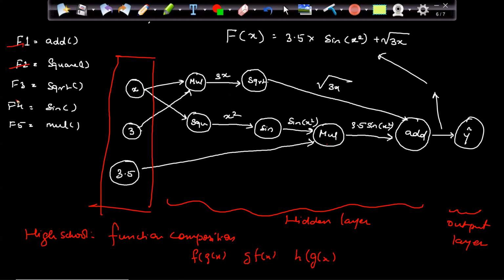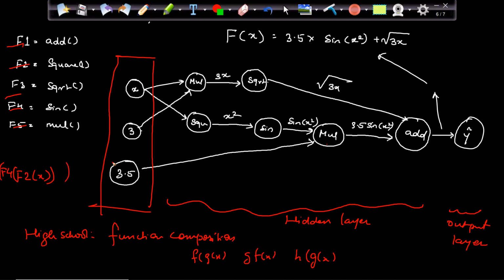I have 5 functions out here, and we are doing something like that only. Here my first function is, suppose I check here, 3.5 multiplying by sine of x square. So that is multiplication, f of 5. On top of that, the sine function, which is f of 4, and then x square, which is my square function, f of 2. So in function f of 2, I am passing x. On top of that, I am passing the sine function, which is f of 4.